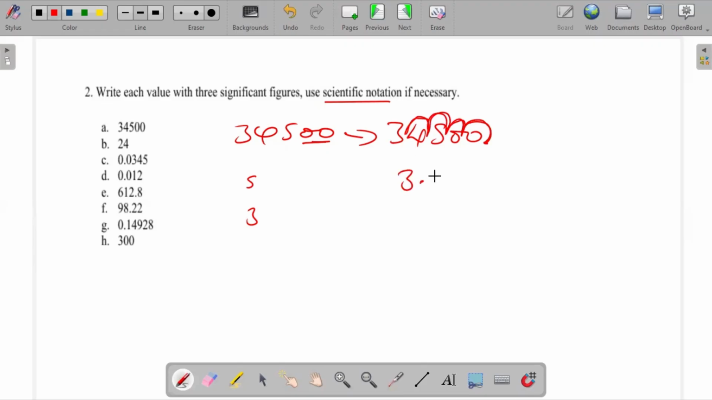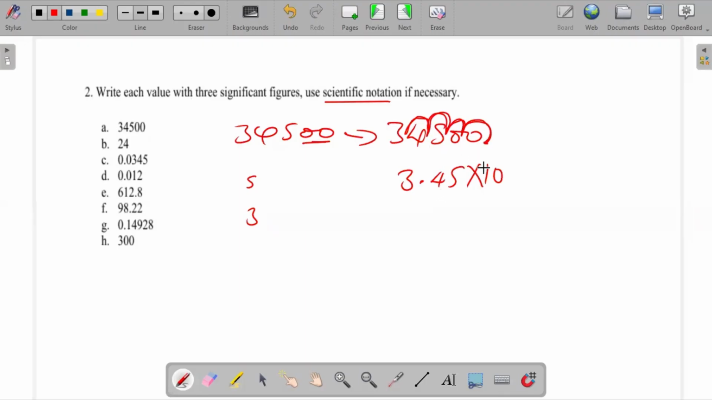So we are going to have 3.45. Now, when you introduce a point, you don't have to put those zeros. If you put these two zeros, it means that they are going to be significant, and this would destroy what we are looking for, which is three significant figures, right? So we don't want to put those zeros. So we're going to introduce scientific notation, isn't it?